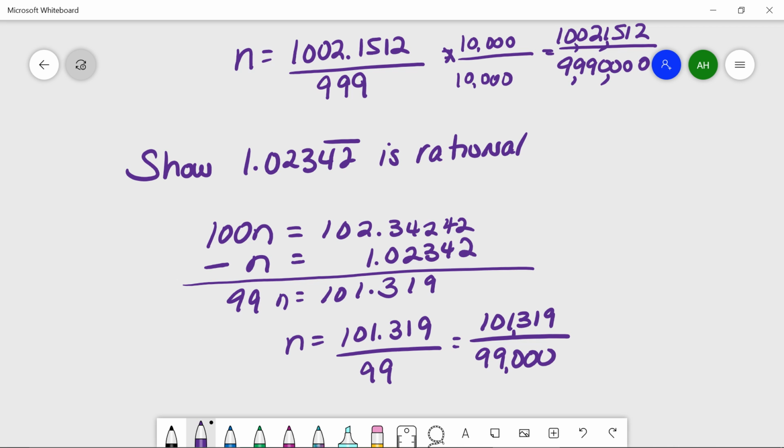I hope that helps that lesson make a little bit more sense, seeing as we had to cover it quickly. Again, that was lesson 104 in your Algebra 2.